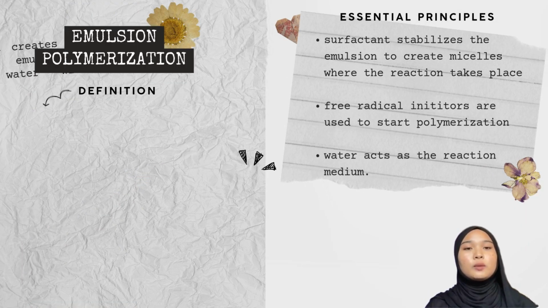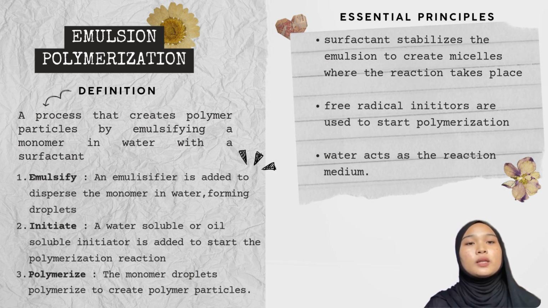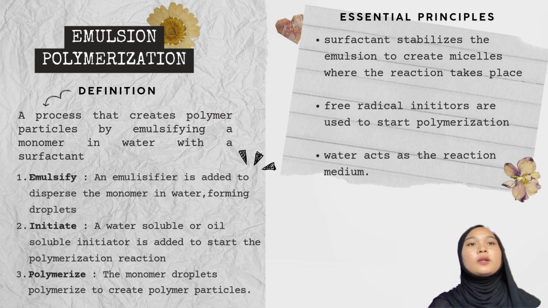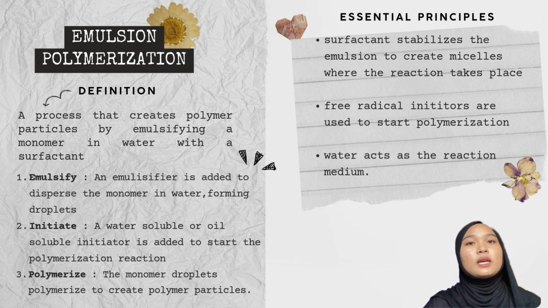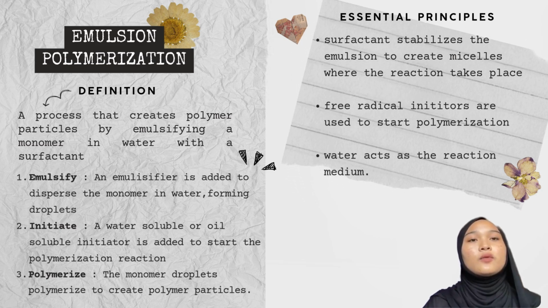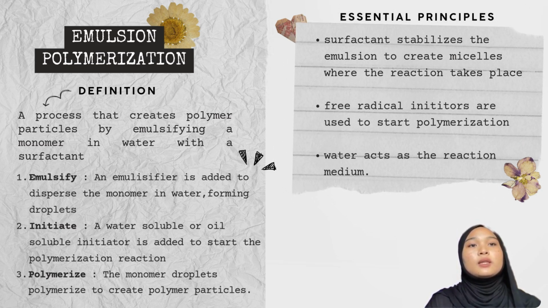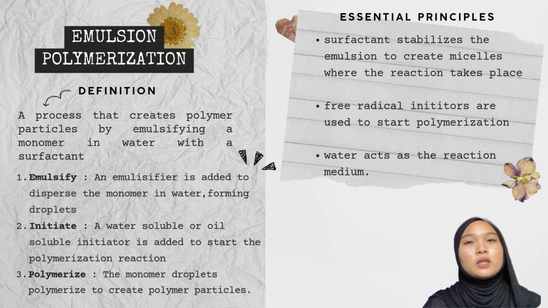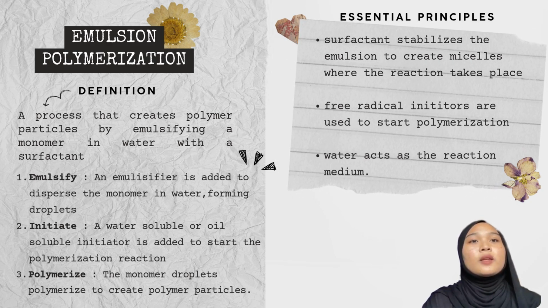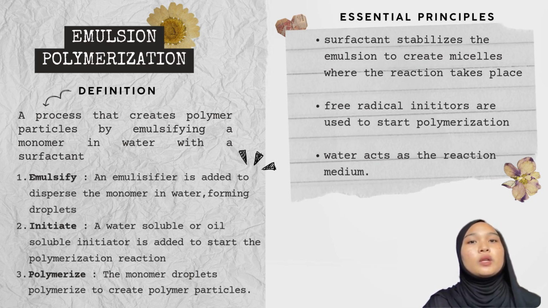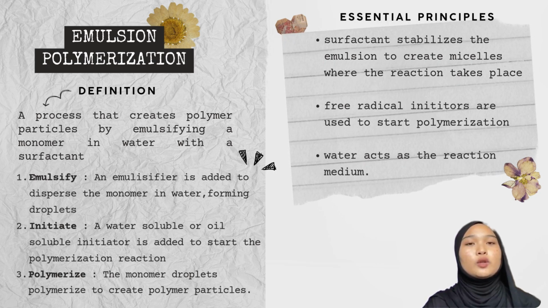For emulsion polymerization, it is a process where monomer particles are emulsified in water using a surfactant to form micelles, which act as tiny reactors for polymerization. The process starts with emulsification, followed by initiation using free radical initiation, and concludes with polymerization of the monomer droplets.